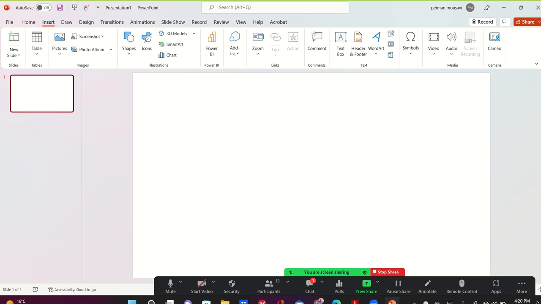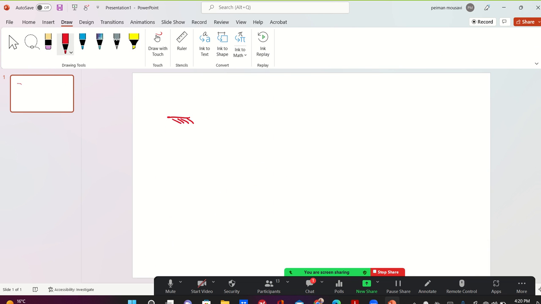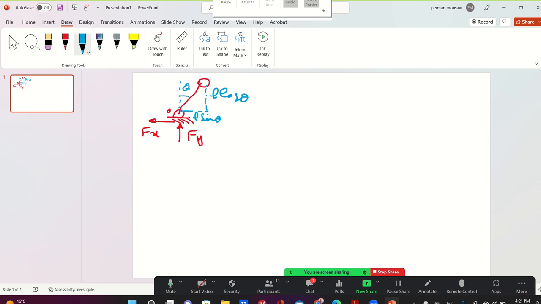Layout. Okay, this was the problem. So I said that here is Fy. I'm continuing, and this is Fx point O. Here is theta. Here is going to be L sine theta. Here L cosine theta. And we have obviously mg.